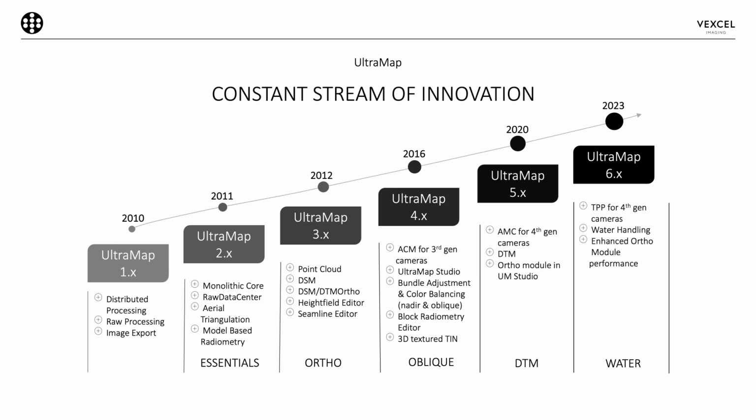The customer preview of UltraMap version 6 went out at the beginning of this year, and during this month we expect to release the first official final release of version 6 of UltraMap.